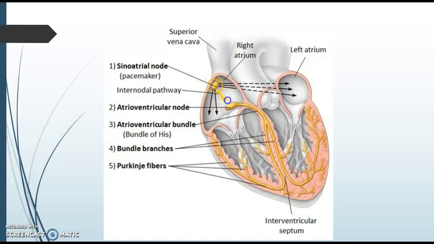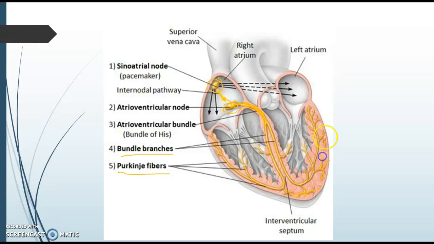Next, the impulse is going to travel down to what we call the AV node, and this is going to cause the rest of the heart to contract. So your SA node is going to cause your atria to contract, then your impulse is going to travel down the bundle of His, which is right here. It's going to split into what we call these bundle branches, so that's your fourth structure. And then it's going to travel into all of these little tiny fibers here called Purkinje fibers.